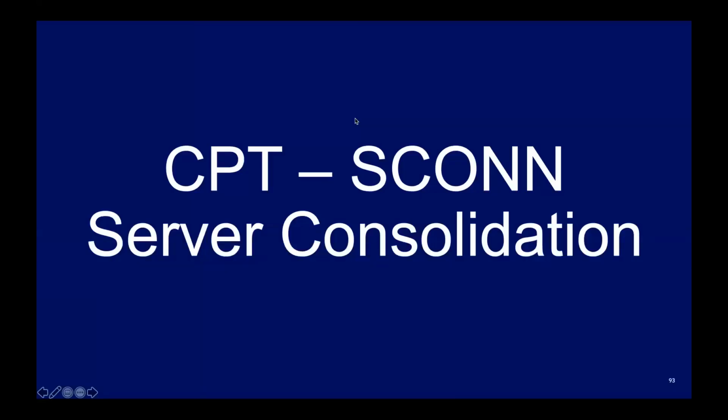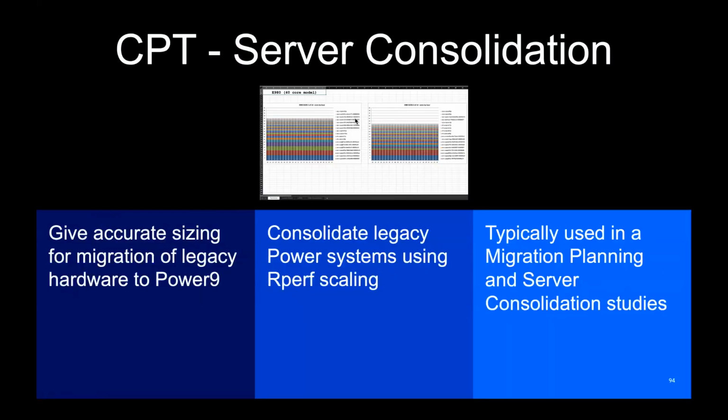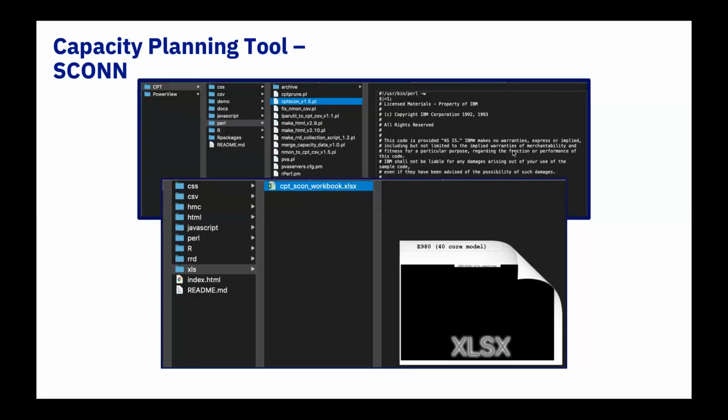Next bit is server consolidation on the Capacity Planning Tool. Using the Capacity Planning Toolkit, we can give accurate sizing for migrations from legacy hardware to next architecture. We can consolidate using RPER scaling. This is typically used in migration planning or server consolidation studies. The output file is an Excel sheet where we can show how many resources might be needed in the end.